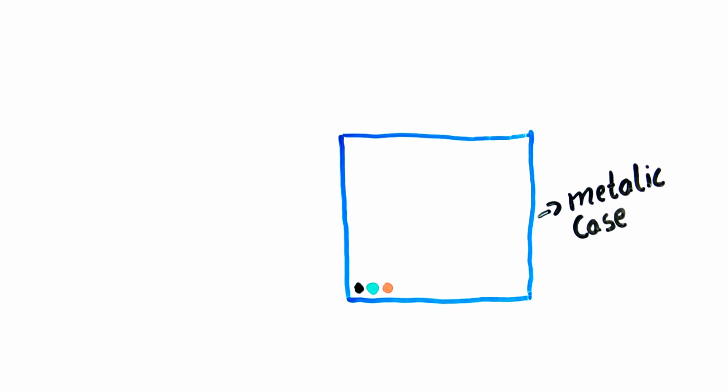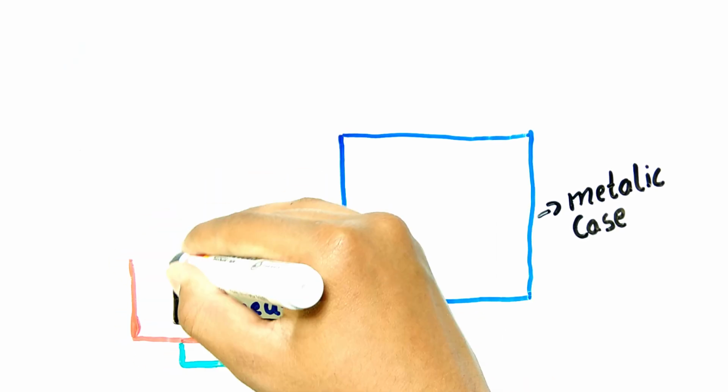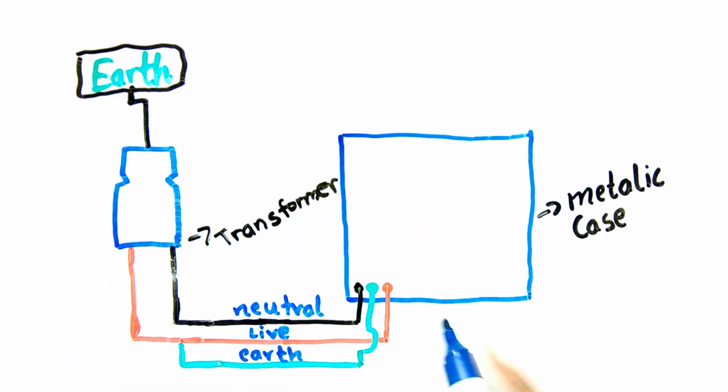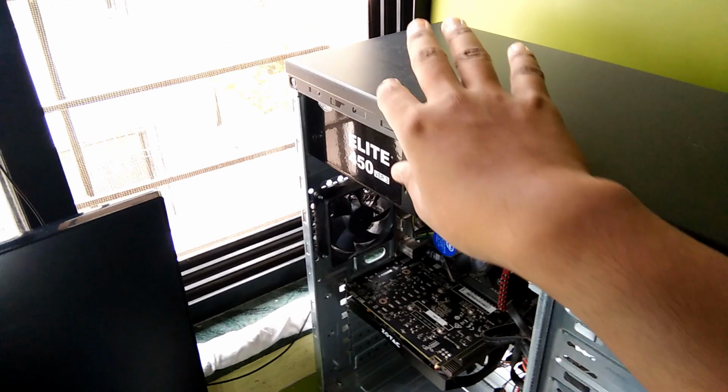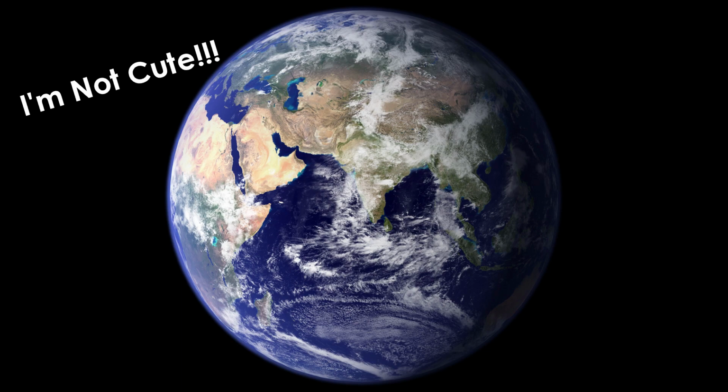But luckily, the earth wire connects to the metallic case and allows the leaked electricity to pass in the opposite direction to the breaker, then into the transformer, and finally to the ground. This closes the circuit and prevents you from getting an electric shock. Thank you, my cute earth.